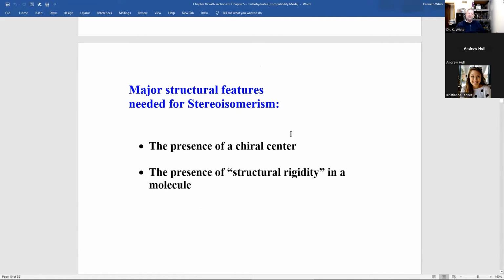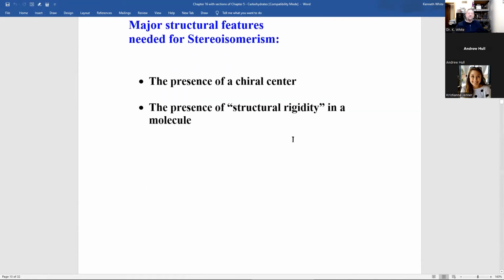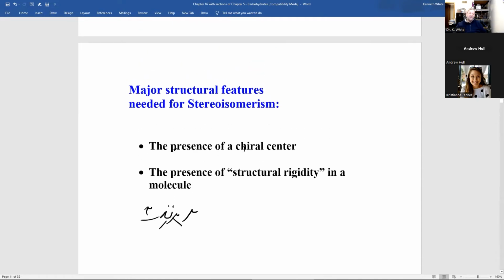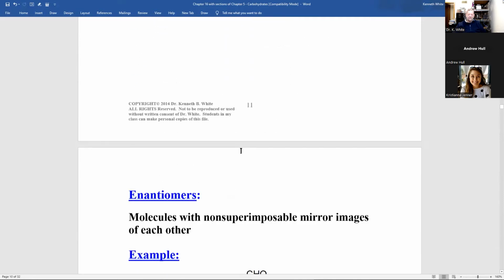Now, in order to have stereoisomers, you need a chiral carbon center and the presence of structural rigidity in a molecule. Now, nitrogen has a trigonal tetrahedral shape. But like an umbrella in a windstorm, it can flip like this. Nitrogen can do the same thing. It can flip. Carbon can't. So anyways, in this class, we're just going to talk about carbons.